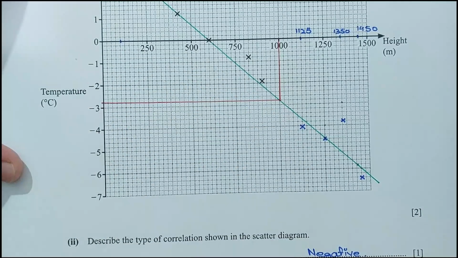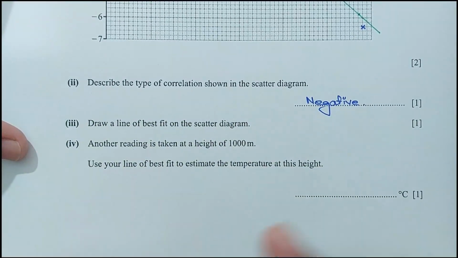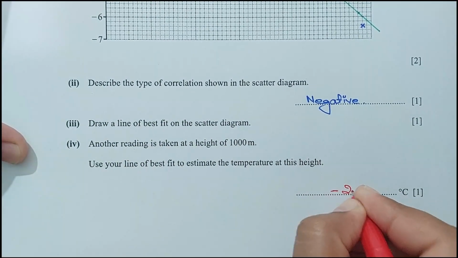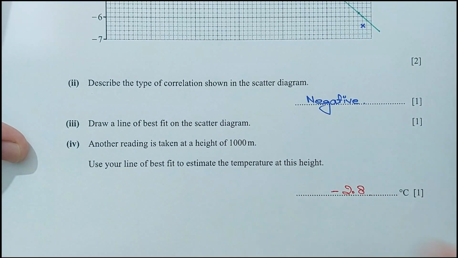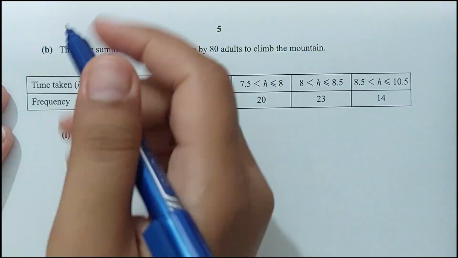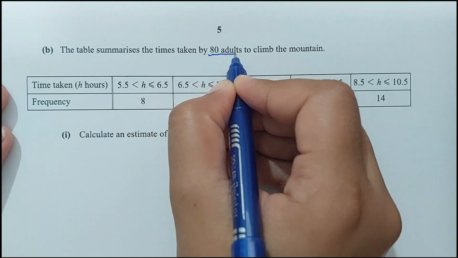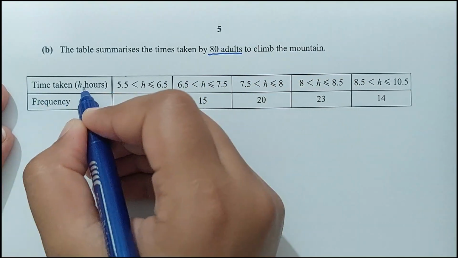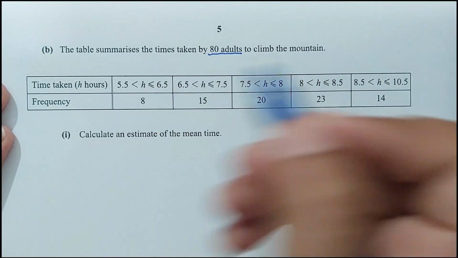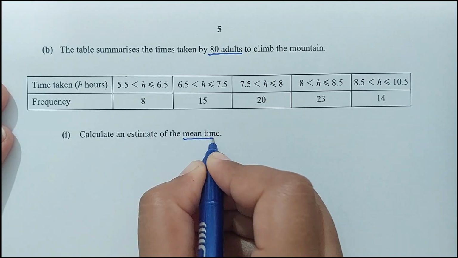It can be different in your case. Negative 3, negative 2.8, yes, in degrees Celsius. It can be different. Your answer might be different because it depends on the line of best fit. Now for part B, the table summarizes the times taken by 80 adults to climb the mountain, time taken in hours, and the frequency.